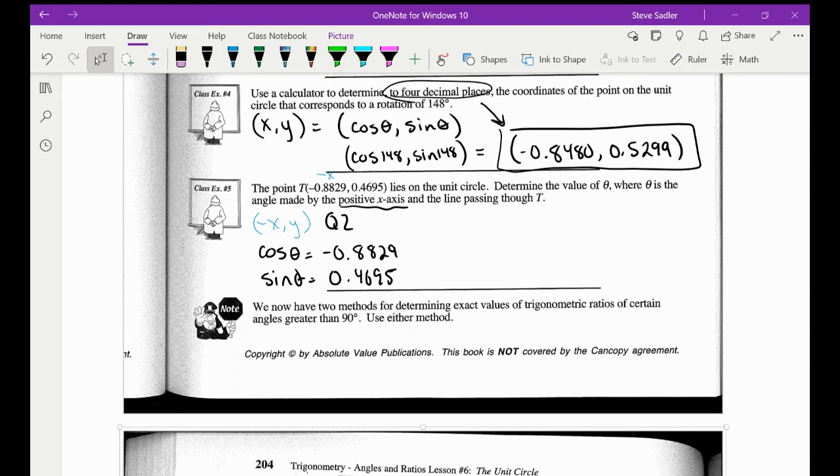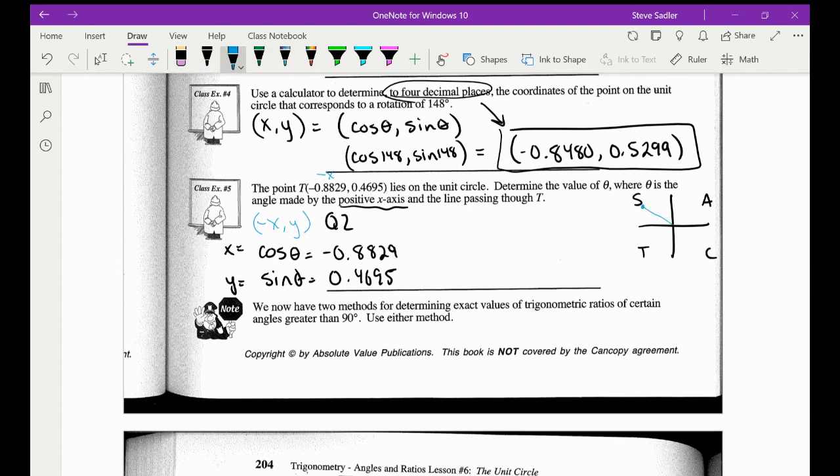So we had this point. We know that cos is our x and sine is our y. We know that. And we know also that we're in quadrant 2, so we're over here somewhere.